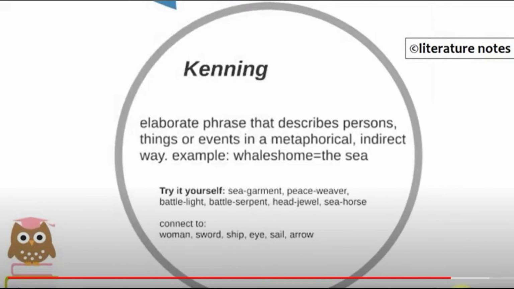Kenning, one of the types of English prose of that period, is an elaborating phrase that describes persons, things, or events in a metaphorical, indirect way. Example: whale-road, the sea.